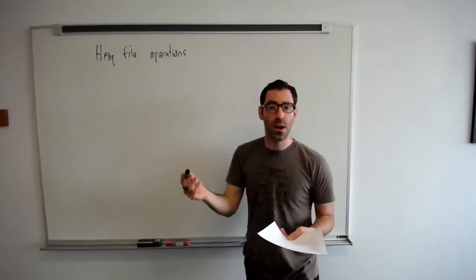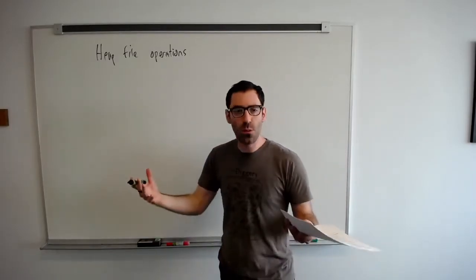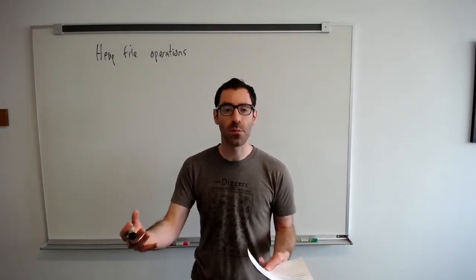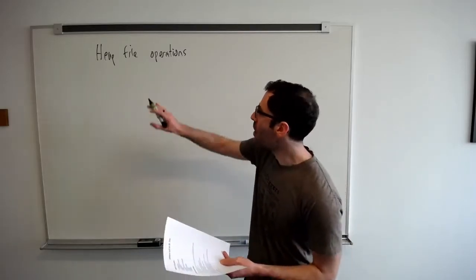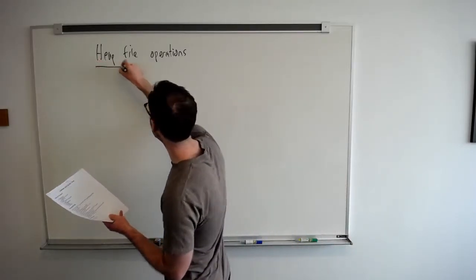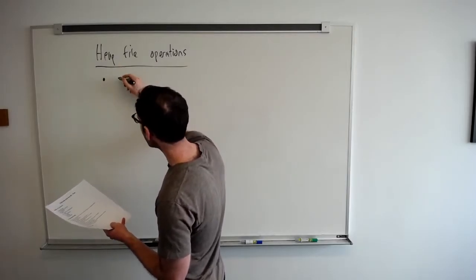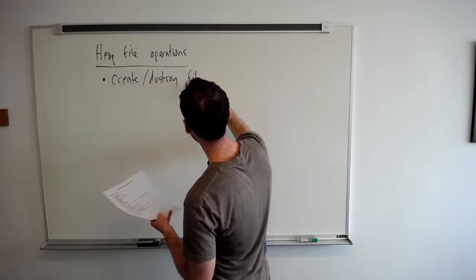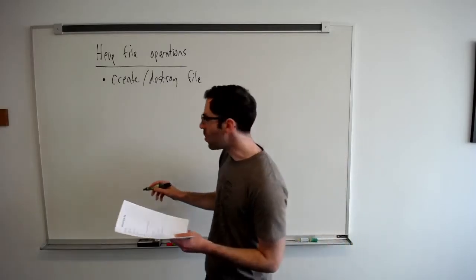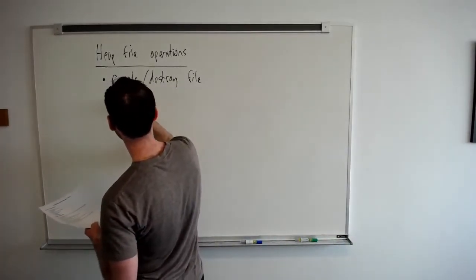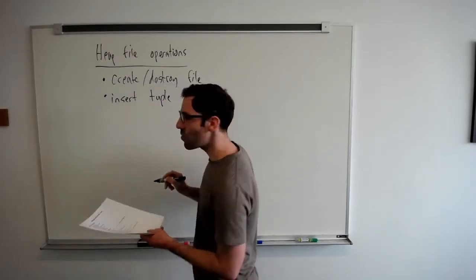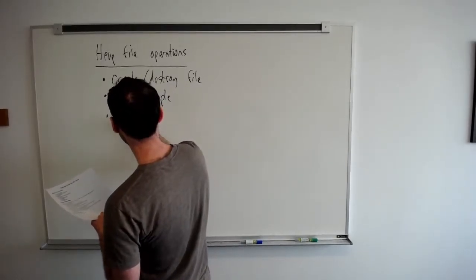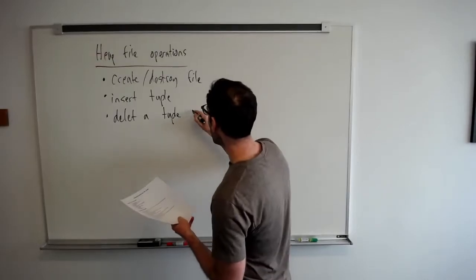that we're going to want our heap file to support, and this is actually going to be a little more general than just our heap file. We're going to think about different access methods, ways that the database system accesses the data that's stored. But heap file operations, and in general our access method operations, we'll want to be able to create or destroy a file. We'll, as we've seen, want to be able to insert a tuple. We'll want to be able to delete a particular tuple.